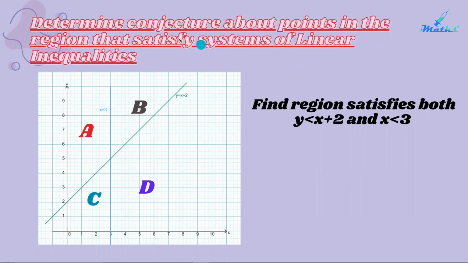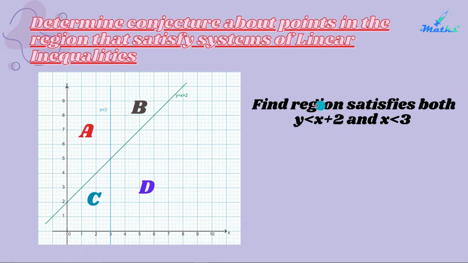So here we'll determine which area is satisfied for both lines. Just now we learned about one line only, and now we learn about two lines. The question here is: find the region that satisfies both y less than x plus 2 and x less than 3. So here is the line, and we have area A, area B, area C, and area D.